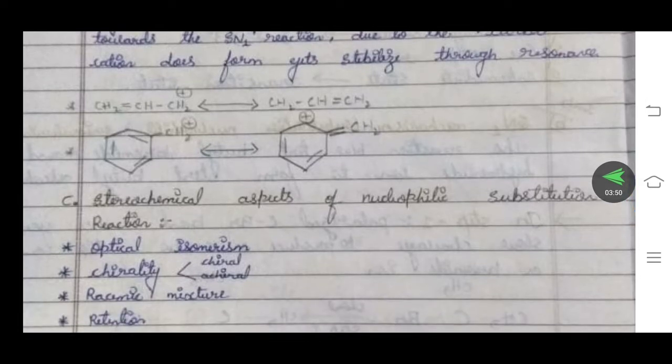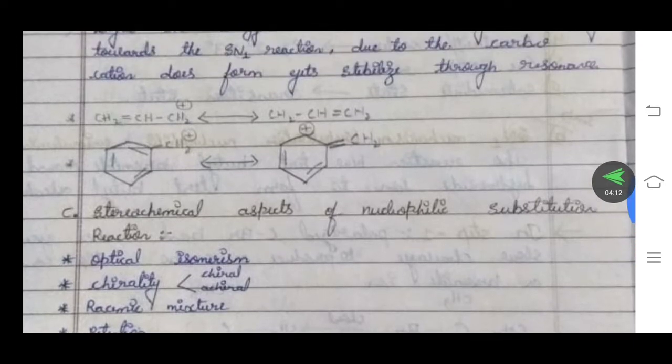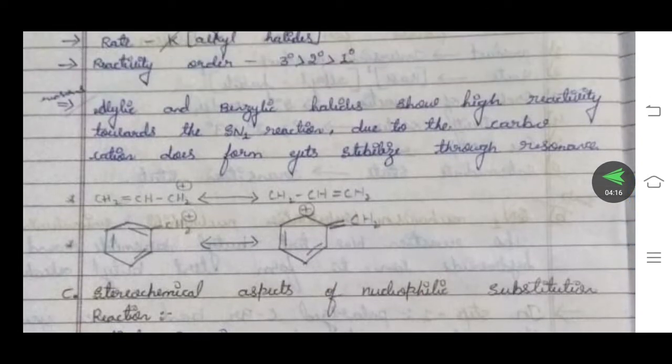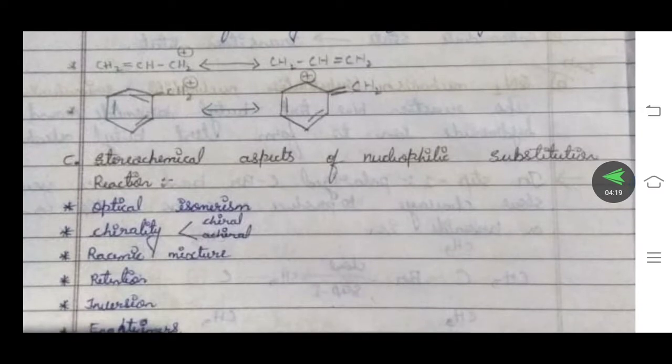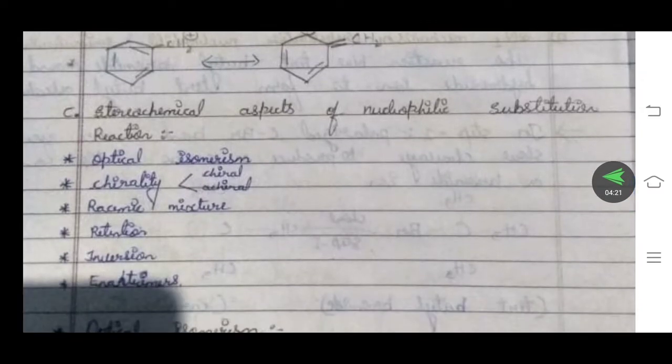Next one, benzyl carbocation. Benzene single bond CH2 positive. Now this benzene contains double bonds, and the pi electrons shift to the carbon, so the bond between CH2 and the benzene ring becomes a double bond and positive charge is generated on the benzene. Because of this reason the allylic and benzylic halides are more reactive towards the SN1 mechanism.